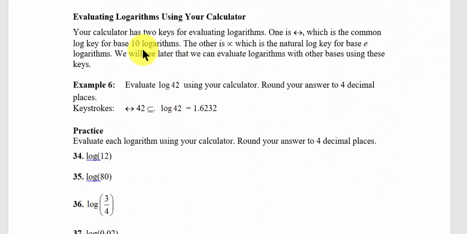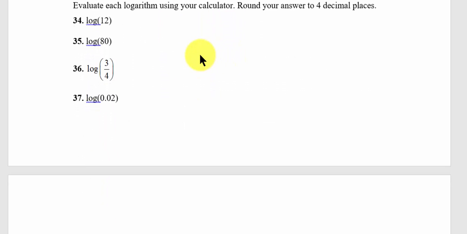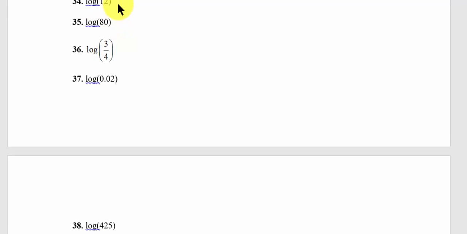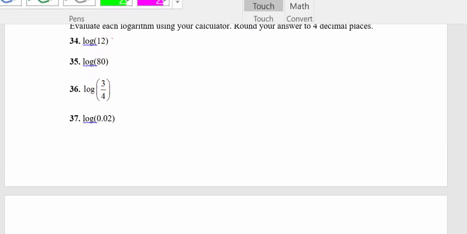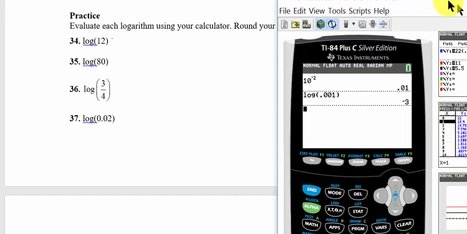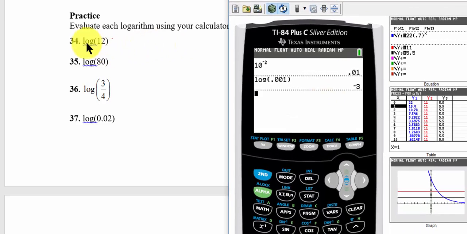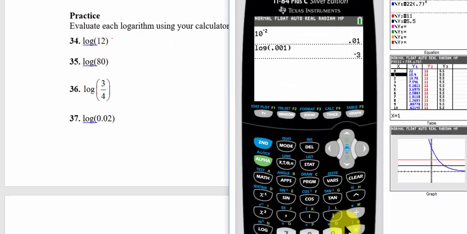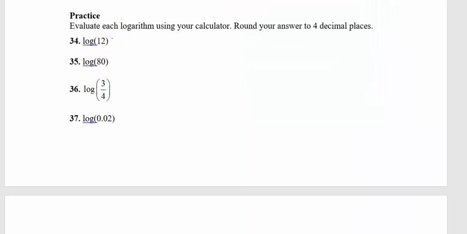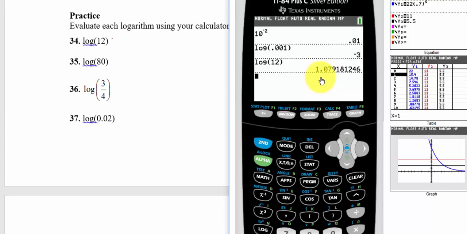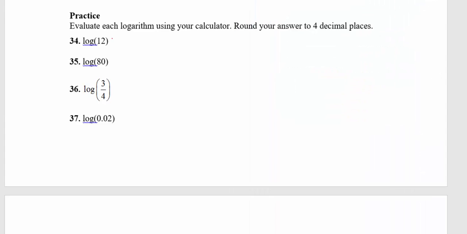The next set of problems has you evaluate logs using your calculator. When I look at practice problems 34 to 38, there's really not much to do here, to be honest with you. It says evaluate each logarithm using your calculator, round to 4 decimal places. So 34, you would simply press log and 12 and then enter. If you're going to write this out to 4 decimal places, I'd write 1.0792.